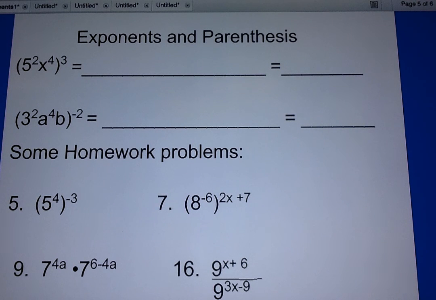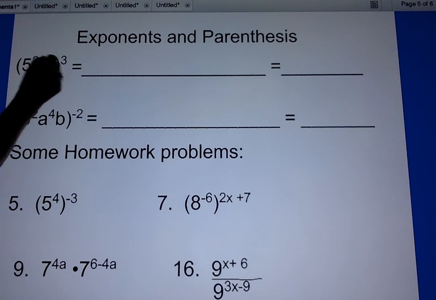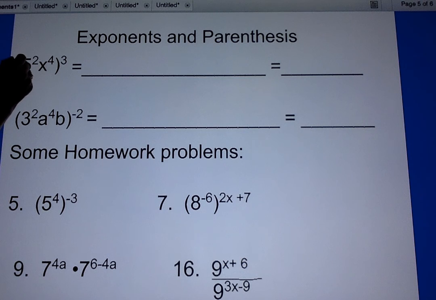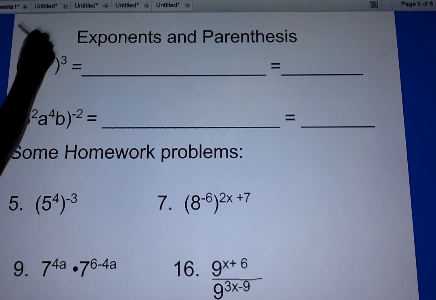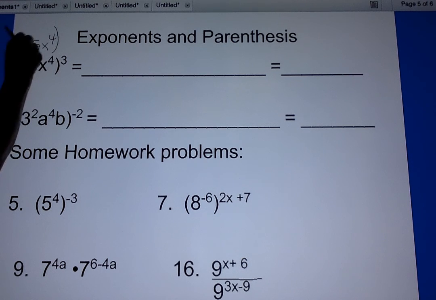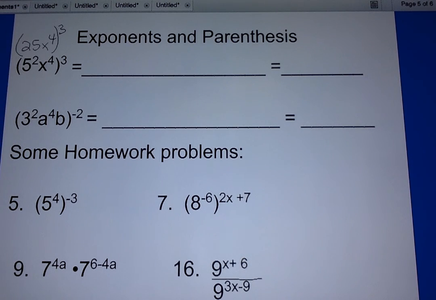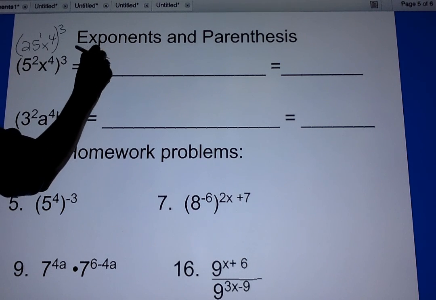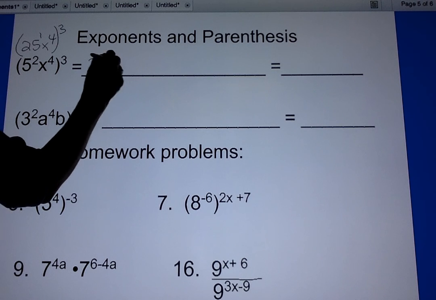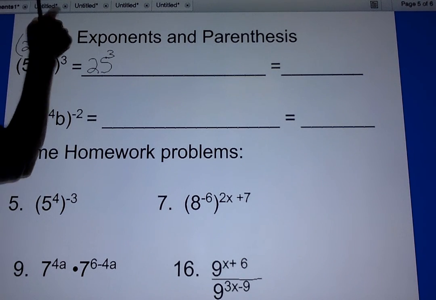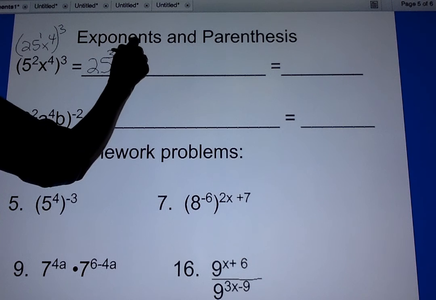Okay. This one, when you have parentheses and it's raised to a power, first we're going to go 5 squared. We're going to go ahead and say that's 25, x to the 4th, all raised to the 3rd power. So even though 25 doesn't have a power, I'm going to put 1 there. So that equals 25 to the 3rd, and then we go 4 times 3 is x to the 12th.